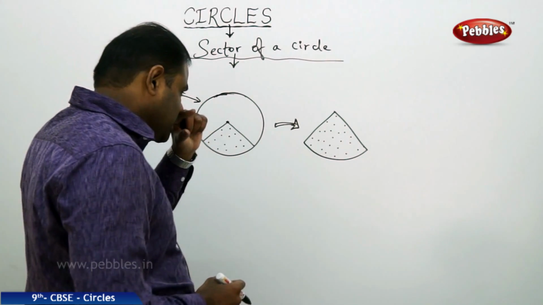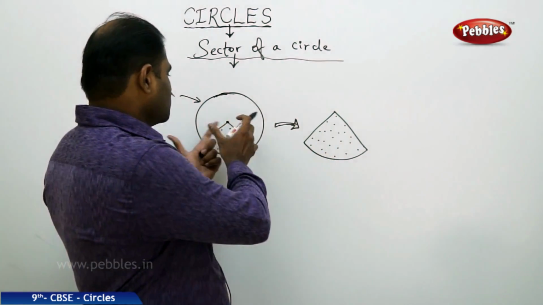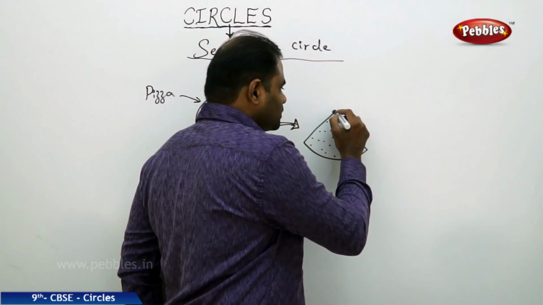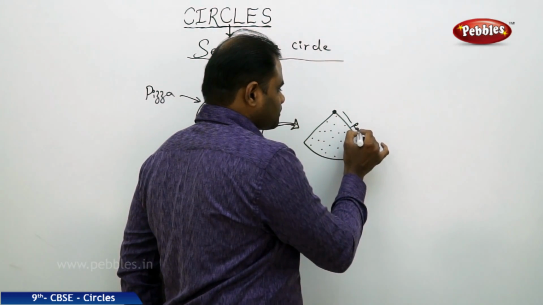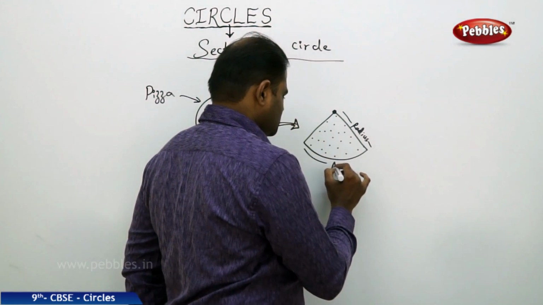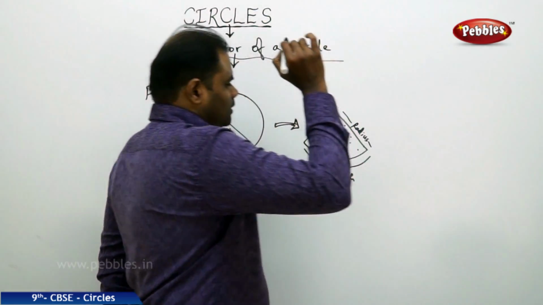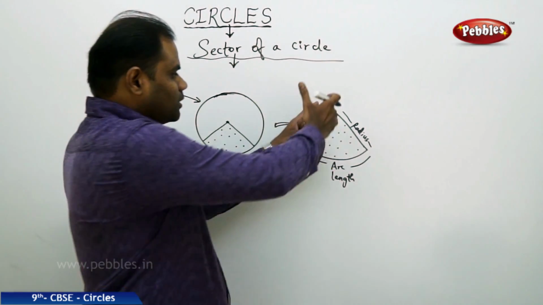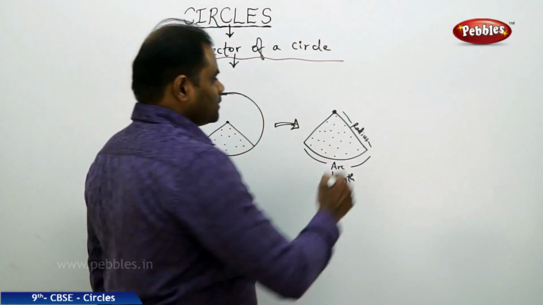Before that, let me take into consideration that this piece of pizza, as taken from the main circular pizza, has the center of the circle, has radius, has arc length. So a sector is a region which is enclosed between the two radii and the arc length. So a sector is now defined.